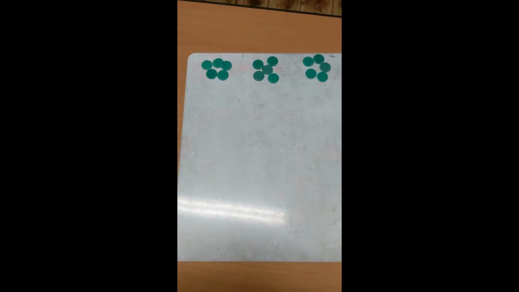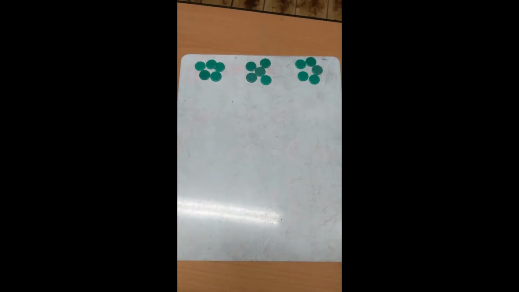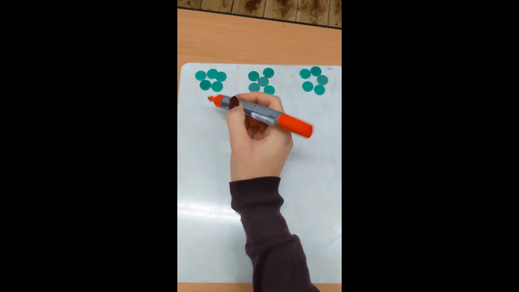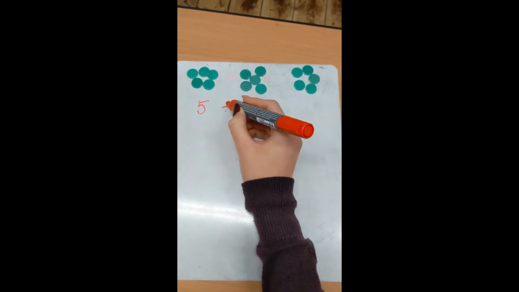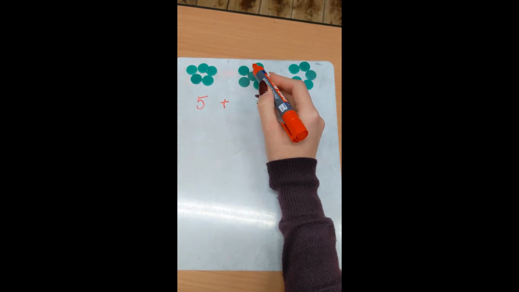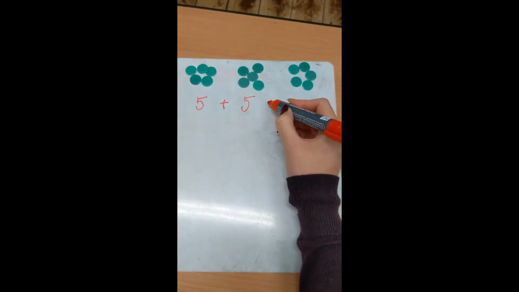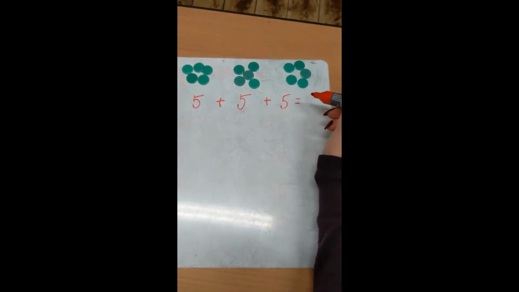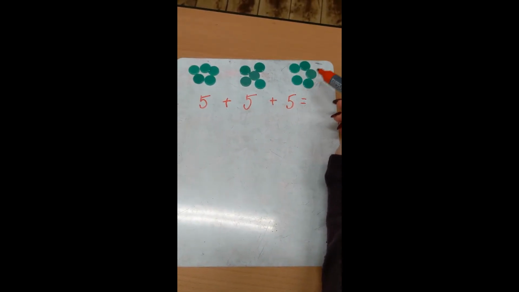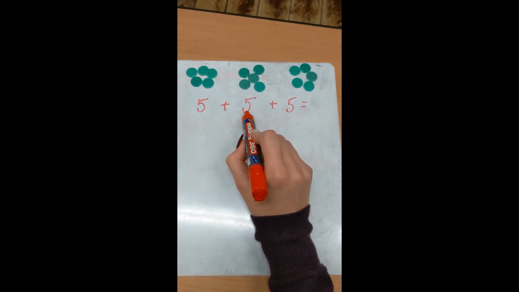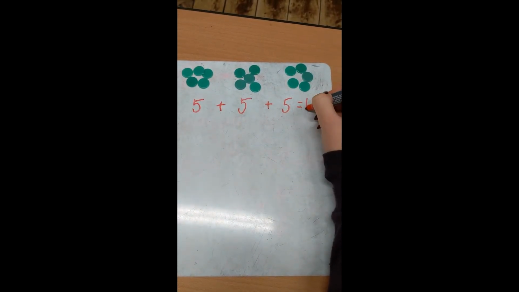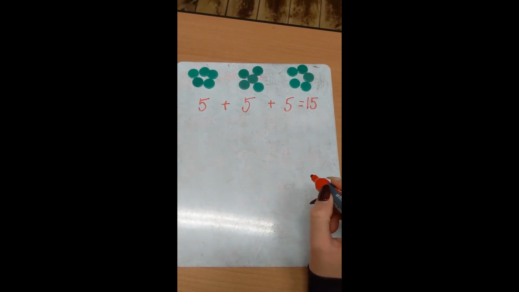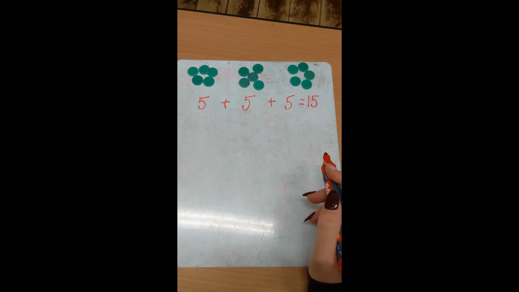Here I have some more equal groups. I've used counters this time instead. Let's see what I've got. 1, 2, 3, 4, 5. Add 1, 2, 3, 4, 5. Add 1, 2, 3, 4, 5. We can count in 5s, can't we? Do it with me. 5, 10, 15. 1 lot of 10 and 5 ones. Excellent.